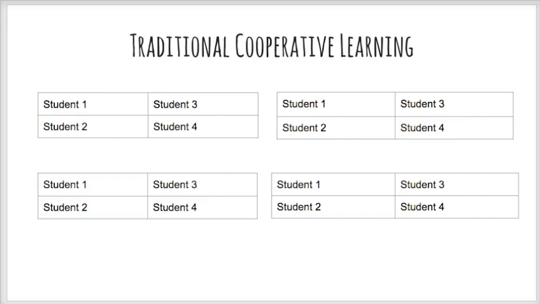One of the problems with the traditional model is that it sometimes allows for a student to hide within the group, and assigning students roles, monitoring them, having groups fill out an evaluation form, that goes so far. But with this other three stay, one stray strategy, there's really an increased accountability.